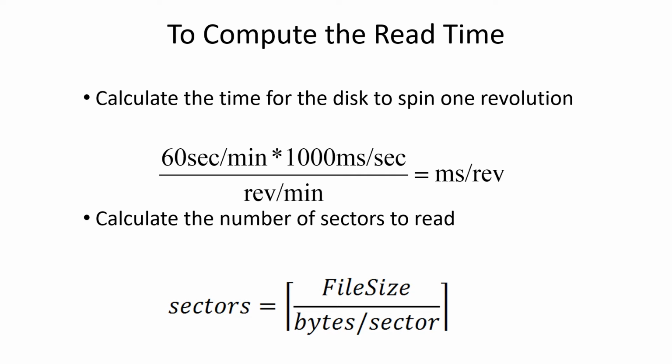Well, the speed of the disk is given in revolutions per minute, or RPMs. And then you can divide that into 60,000 milliseconds per minute to get the milliseconds per revolution. You also need to know how much you have to read from the disk. You're given a file size in bytes or kilobytes, then you have to divide that by the number of bytes per sector. Now you have to read an integer number of sectors. You can't read 2 1/3 sectors. So round up to the next largest sector.